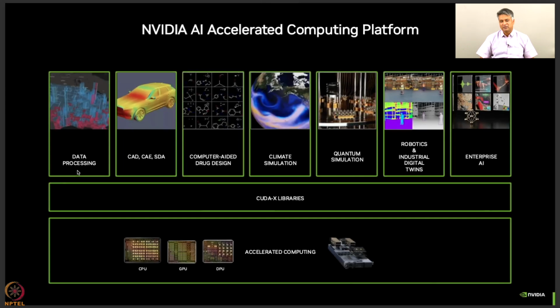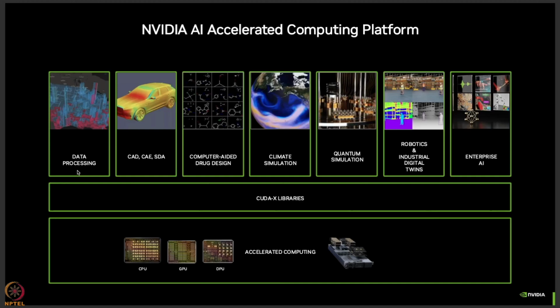So what is the accelerated computing platform used for? It can be used for data processing. It can be used for advanced CAD, computer-aided engineering. It can be used for computer-aided drug design, climate simulation, quantum simulations, robotics and industrial digital twins, and obviously enterprise AI. All of these are supported by the CUDA extension libraries. And this runs on the accelerated computing platform, which is the Grace Hopper platform.